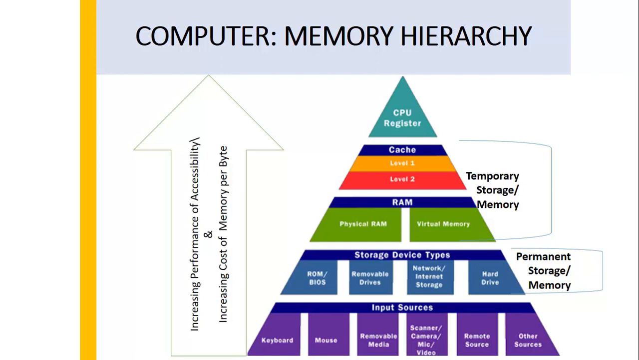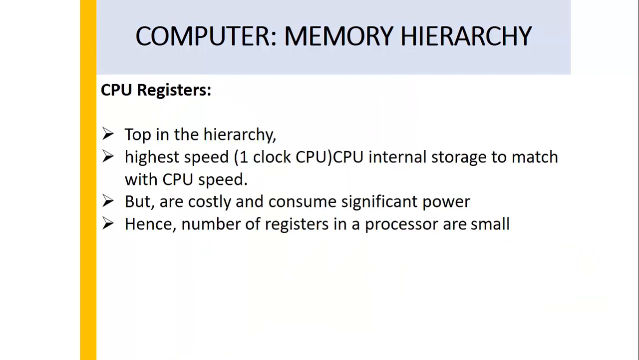Another important point is that cache and primary memory, RAM, are temporary storage memories, whereas ROM and hard disk, your internet data, your pen drive, those are secondary memory storages, right? Or auxiliary memory storage. So let's start with them one by one.